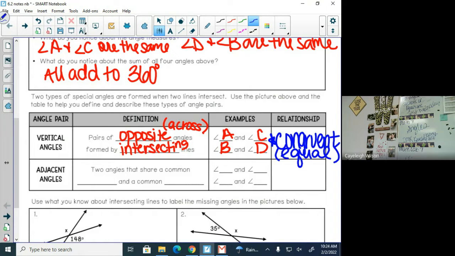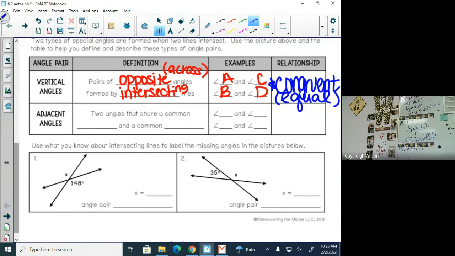Now, adjacent angles. Adjacent angles are angles that are next to each other. So we're going to add this in here. So they're next to each other. They are two angles that share a common side and a common vertex. And vertex just means that point that they cross at.